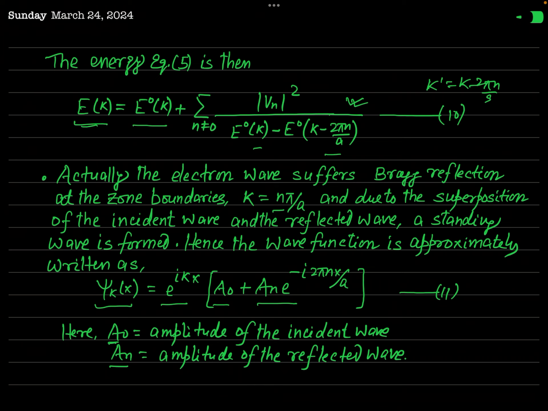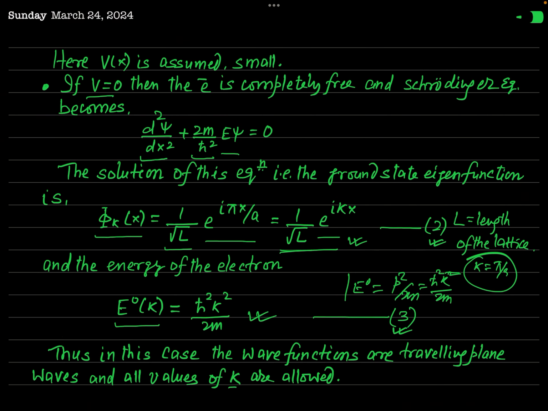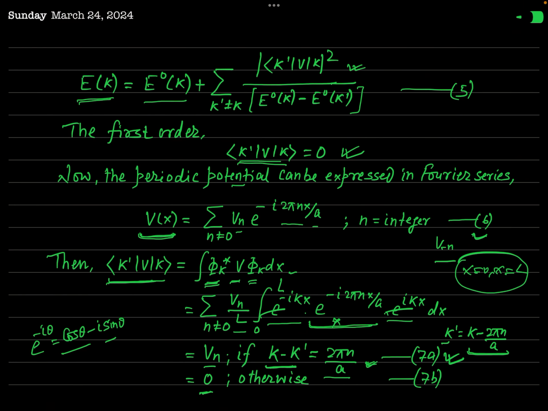Now using this equation 11, that is when you have defined this psi, okay, then you can find from here d2 psi by dx square. And we have also defined the energy eigenvalue here, E naught k, that is the unperturbed energy, okay? And you have seen that this expectation value is equal to V n under this condition, okay?